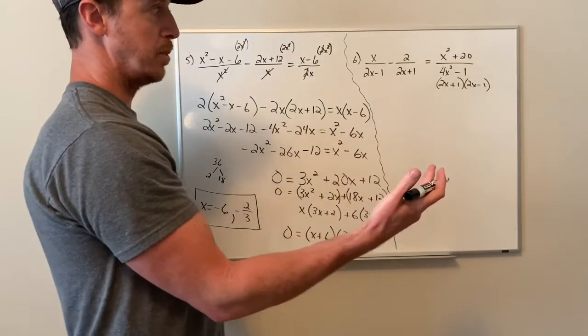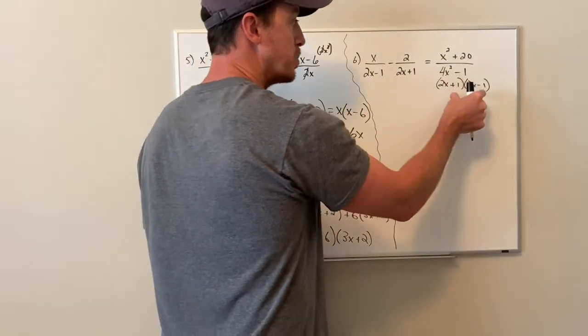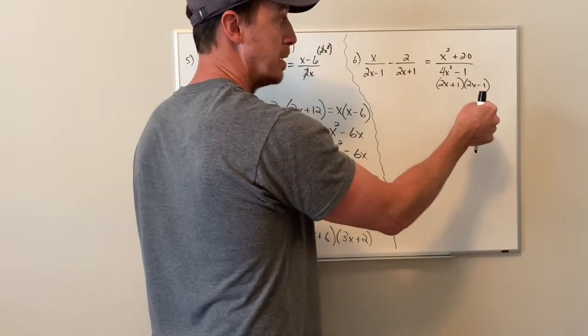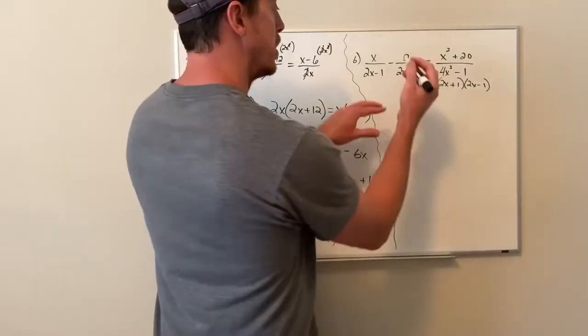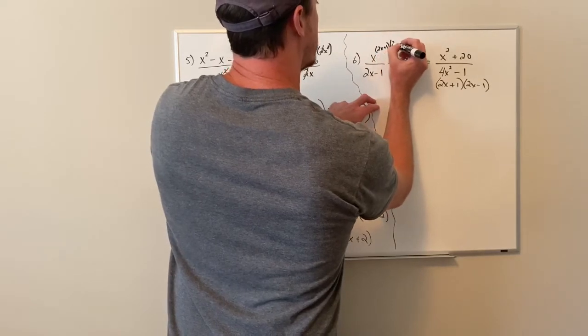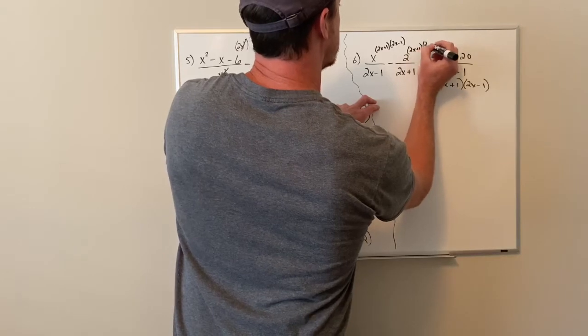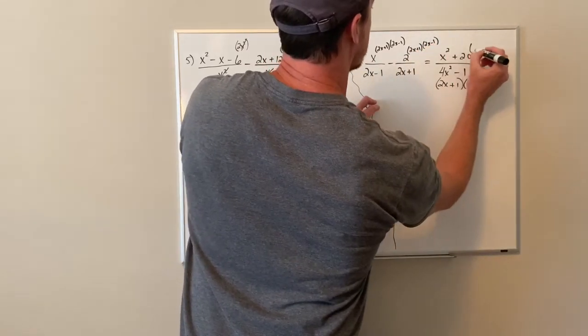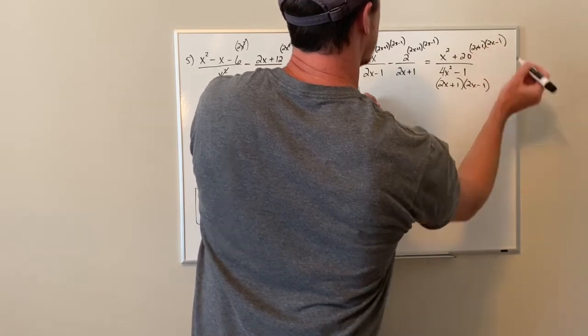Then when you're deciding what your least common multiple is, you got a 2x minus 1, a 2x plus 1, and then this one is a 2x plus 1, 2x minus 1. So the least common multiple is 2x plus 1, 2x minus 1, which means I got to go in here and give every one of these numerators the missing factors, 2x plus 1, 2x minus 1.